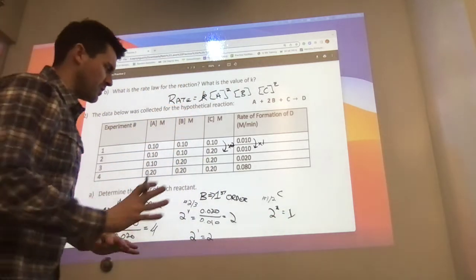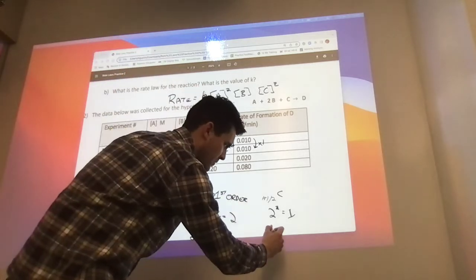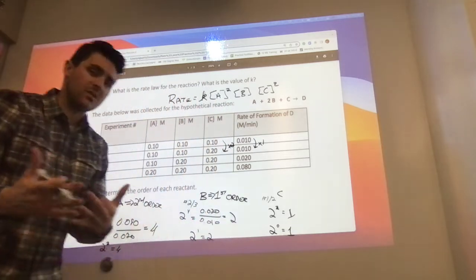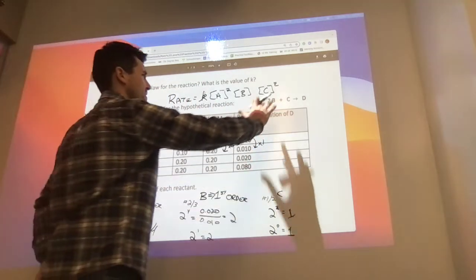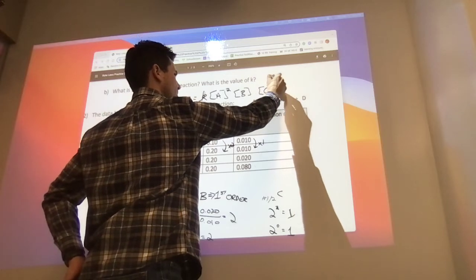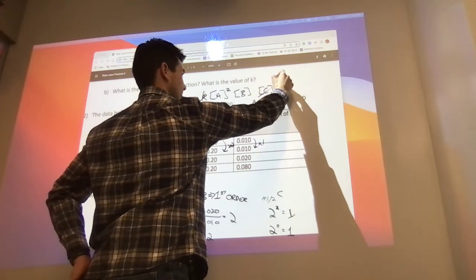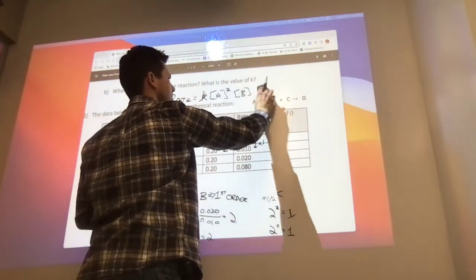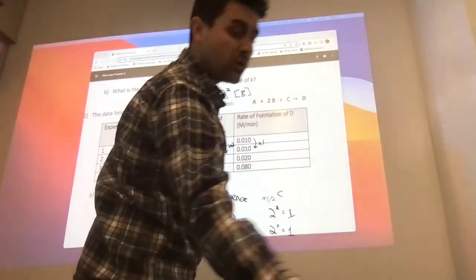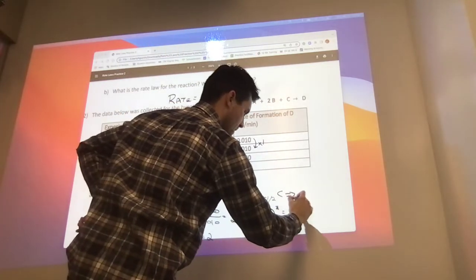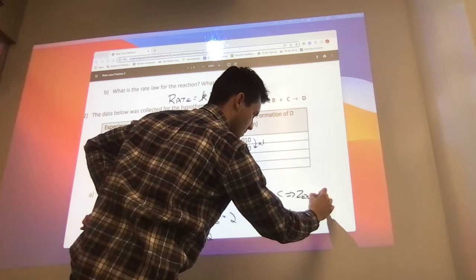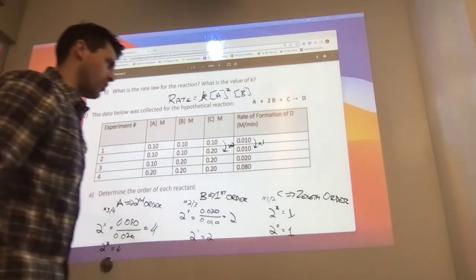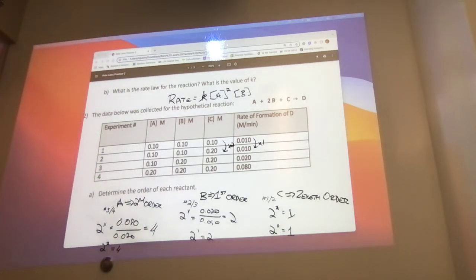This one's a little bit trickier, but if we're pretty advanced in our high school math, we know that 2 to the 0 power is equal to 1. In fact, any number to the 0 power is equal to 1, which means this exponent is 0, which means that this is actually a 1. So C is not even in my rate law. We would call it a 0th order reaction, or reactant rather. I know, silly names.